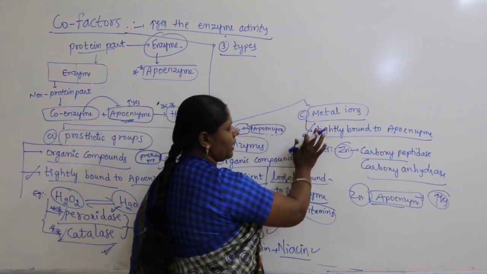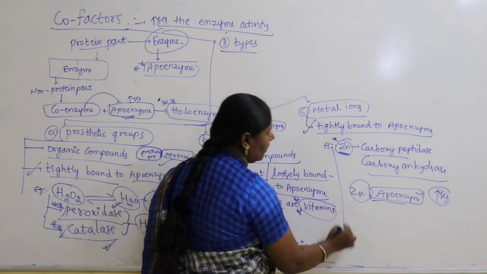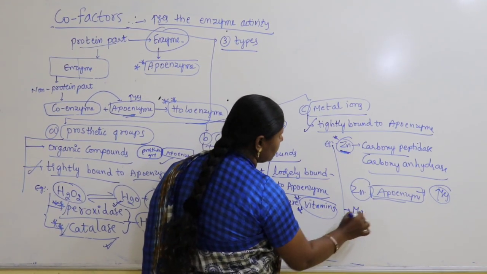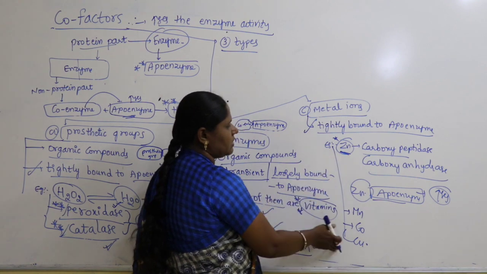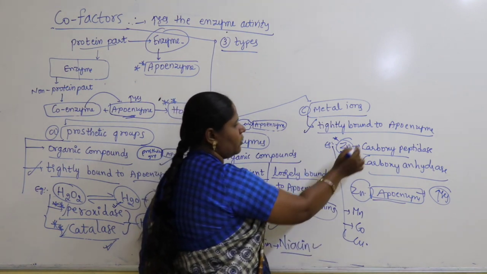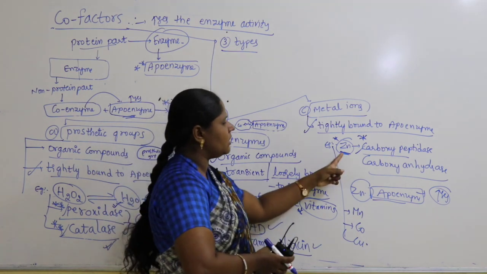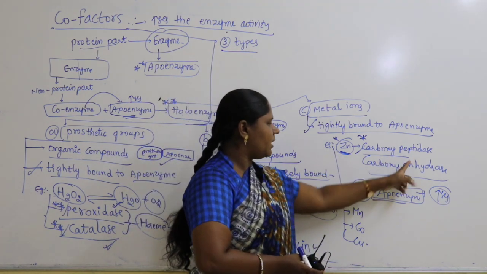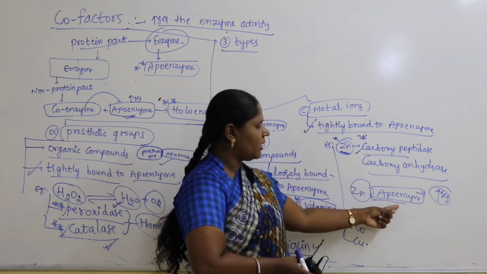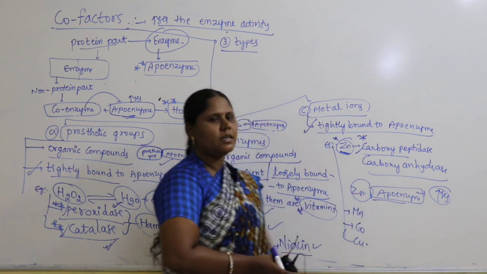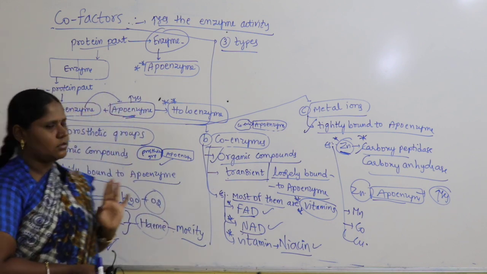And metal ions are also tightly bonded. Metals like zinc, manganese, cobalt, copper, all these metal ions act as activators for some types of enzymes. For example, zinc is an activator for carboxypeptidase or carboxy anhydrase. When the zinc metal ion combines, the activity of the enzyme increases. So these are nothing but types of cofactors.